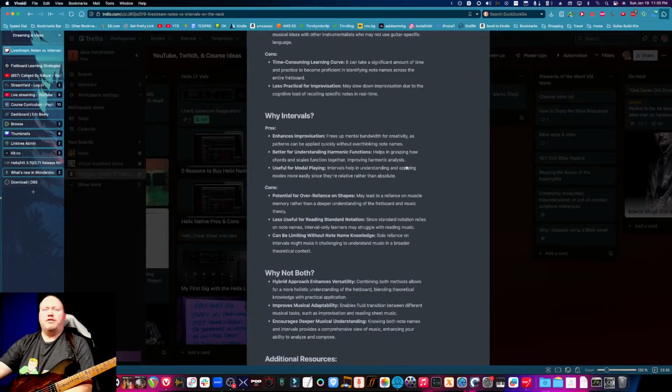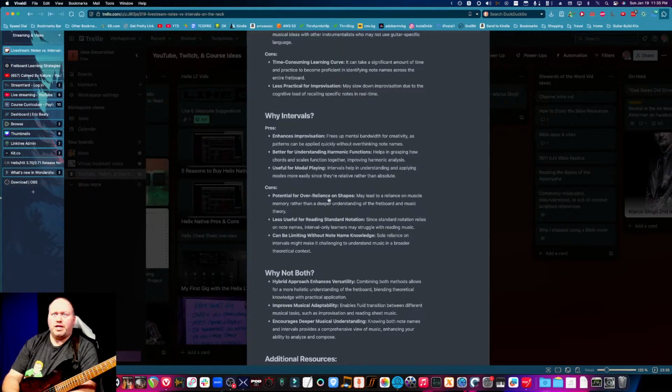Okay, so the cons of intervals: potential over-reliance on shapes. It may lead to a reliance on muscle memory rather than a deeper understanding of the fretboard and music theory. Really, I don't know if I agree with that, because music theory, as far as musical notes and things like that, only relates to the staff for the most part, as far as I know.